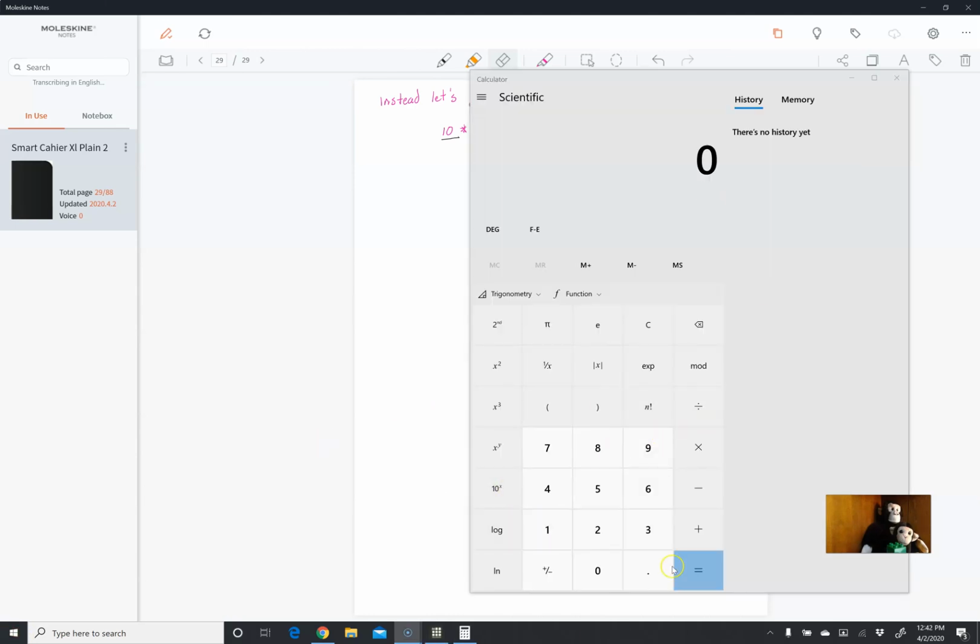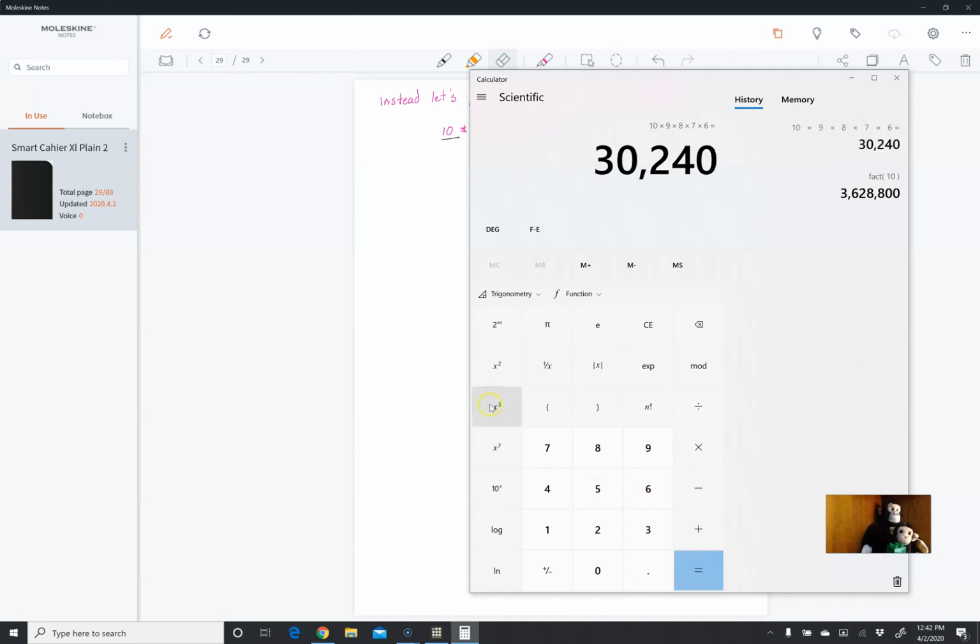So here's our calculator. If we want to do 10 factorial, you can see that it's 3,628,800. Okay, but if we only want to do 10 times 9 times 8 times 7 times 6, we have to do all of this work. Okay, there's a shortcut for this. We don't have to actually write out 10 times 9 times 8 times 7 times 6.